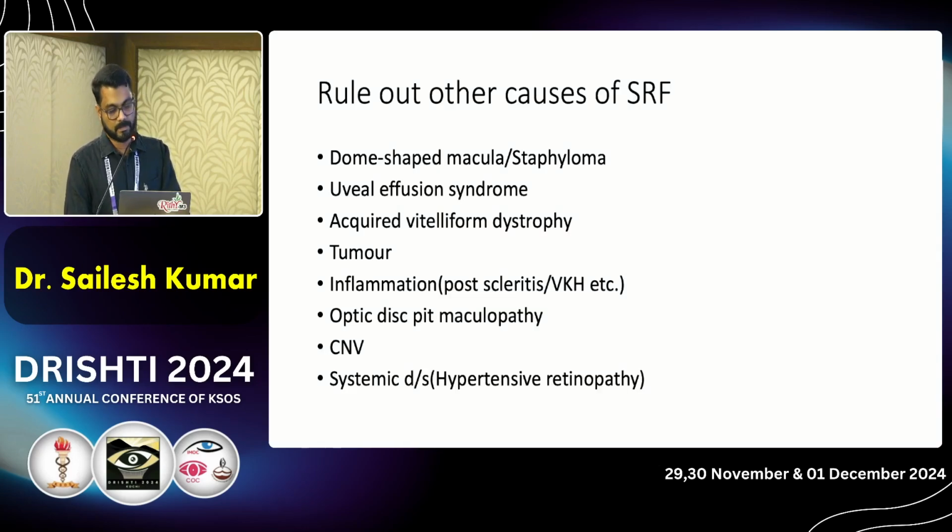So in case of CSCR, you'll have to rule out other causes of subretinal fluid mimicking CSCR, like dome-shaped maculopathy, uveal effusion syndrome, acquired vitelliform dystrophy, inflammation like posterior scleritis and VKH, optic disc pit maculopathy, CNV, and systemic disease. These may also present like CSCR.